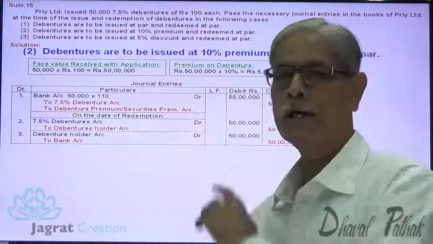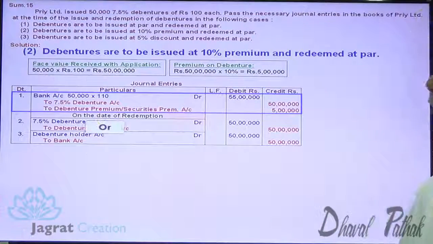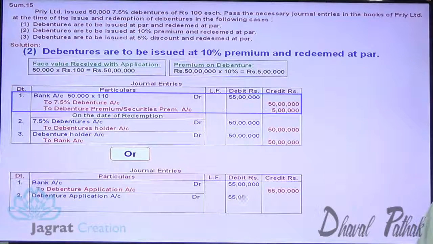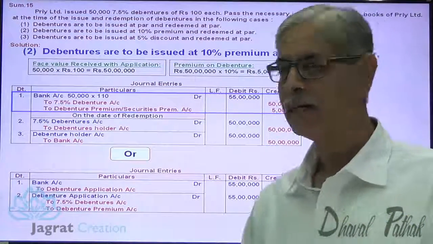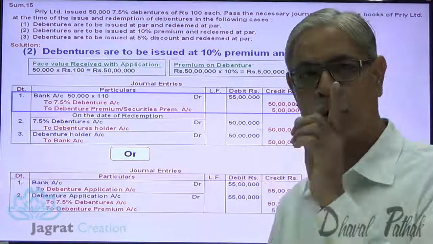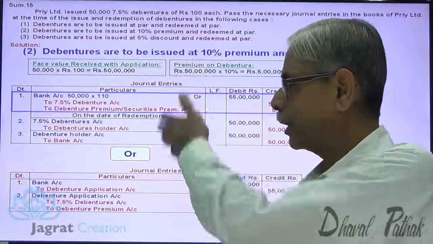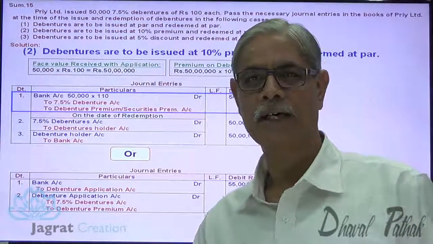Now I want to give you an option for this issue entry. Bank account debit to debenture application account credit 55 lakhs. Debenture application account debit to debentures account credit 50 lakhs, to debenture premium account credit 5 lakhs. This is an optional entry. These two entries are in option 2. I have given both styles of writing the entry for your better understanding.